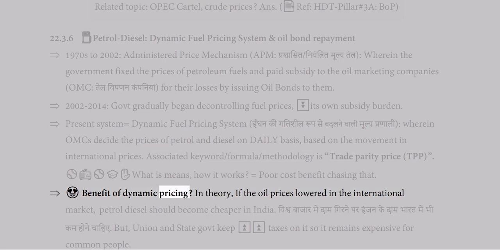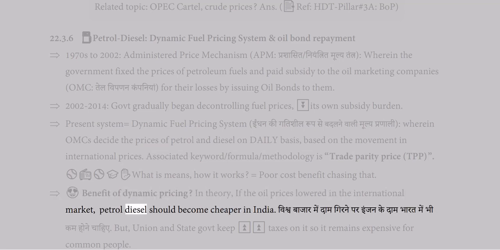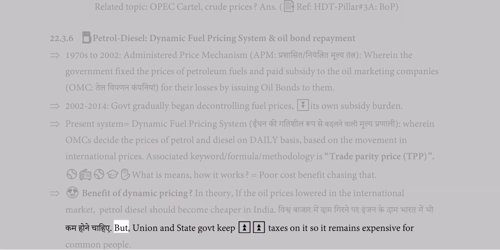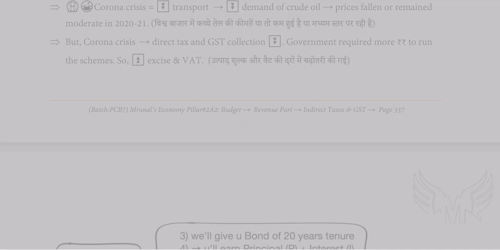Benefit of dynamic pricing: in theory, if the oil price is lowered in the international market, petrol and diesel should become cheaper in India. But union and state governments keep raising taxes on it, so it remains expensive for common people. Corona crisis equals reduced transport demand, so crude oil prices fell or remained moderate in 2020-21. But with the Corona crisis, direct tax and GST collection fell. The government required more money to run the schemes. So, excise and VAT went up.